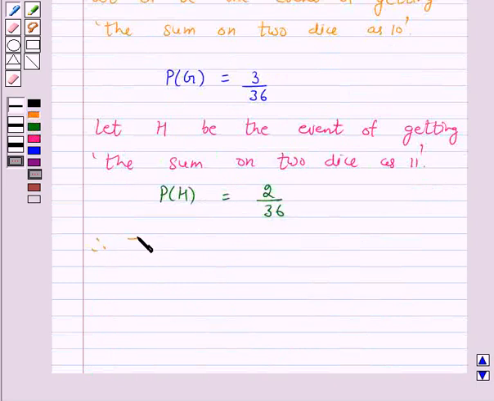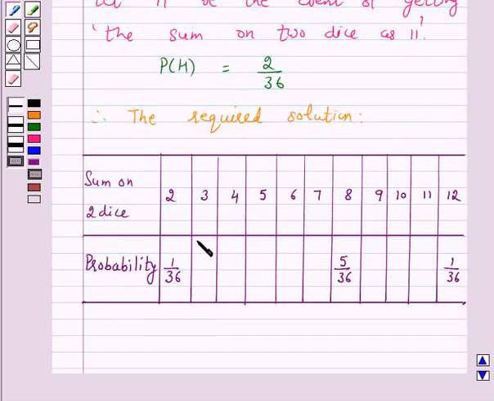Therefore, the required solution is, if the sum on 2 dice is 3, its probability is 2/36, and if the sum is 4, its probability is 3/36, and for the sum 5, probability is 4/36, and if the sum on 2 dice is 6, its probability is 5/36, and for the sum 7, it is 6/36. And for the sum 9, it is 4/36. And for 10, it is 3/36. For 11, it is 2/36. So this is the answer for part 1.